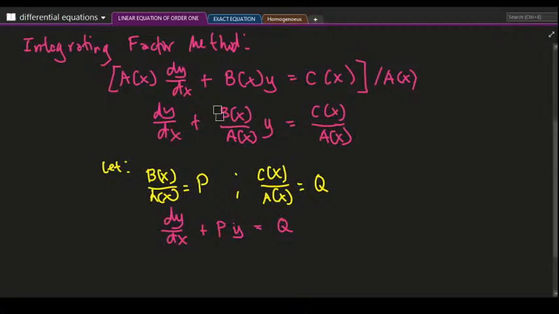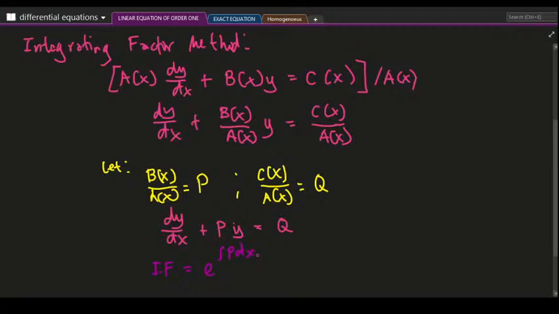So how are we going to do that? The integrating factor, as per definition, is equal to the exponential function raised to the power of the integral of p dx. Now, this integrating factor is applicable if x is the independent variable, so we are considering the dy/dx.